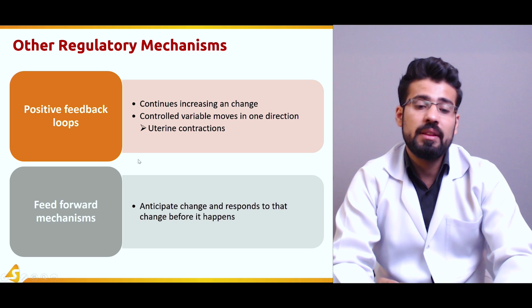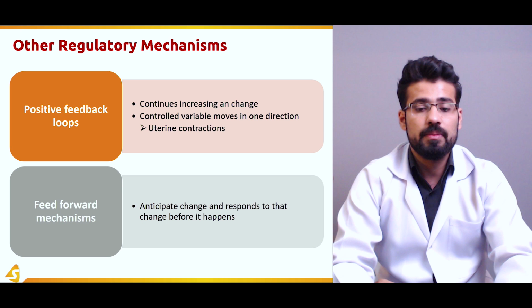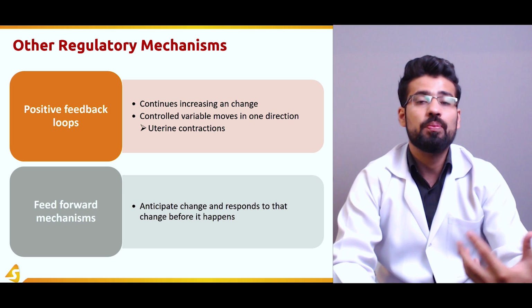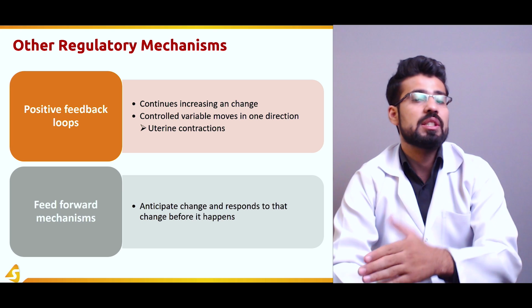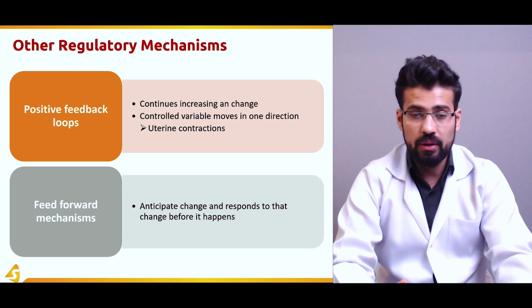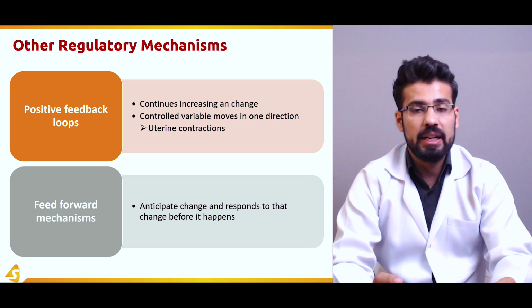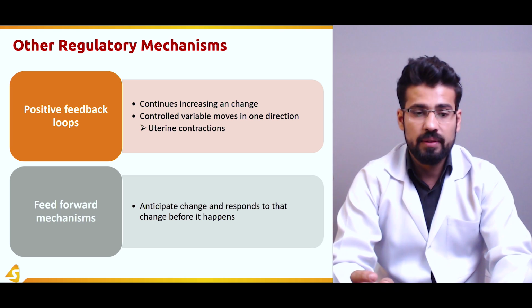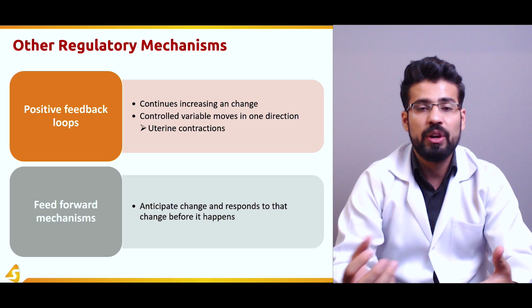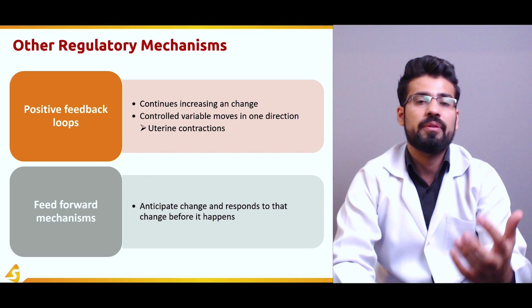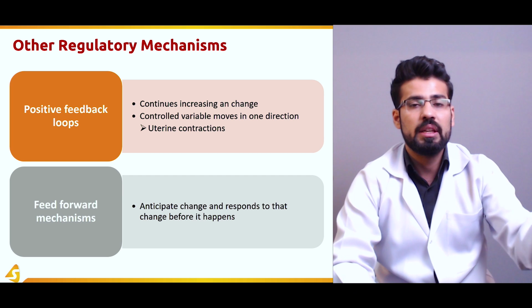Moving onwards with the feed forward mechanisms. These anticipate the change and respond before that particular change happens. Let's take an example from the genetic level: the transcription factors. The transcription factor will bind, and this will be followed by the binding of lots of other factors, and this process will keep on going.